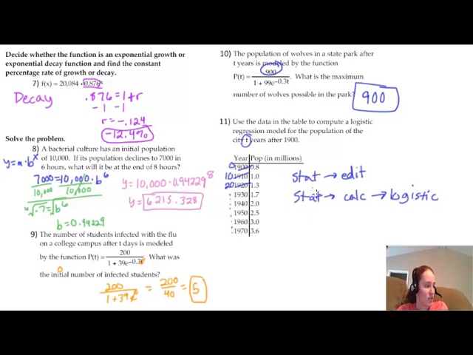So on your calculator it tells you A, B, and C, and we get 9.0528 for the top, over 1 plus 10.2794 e to the negative 0.0273x.